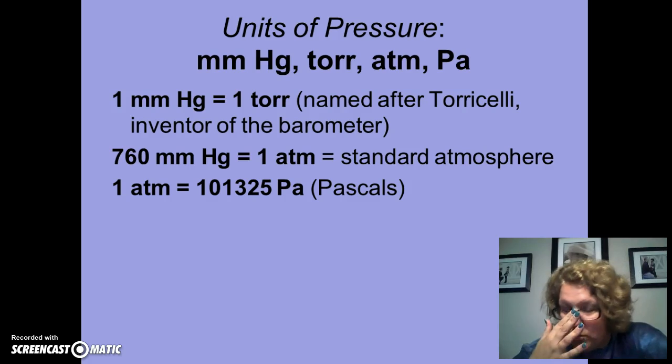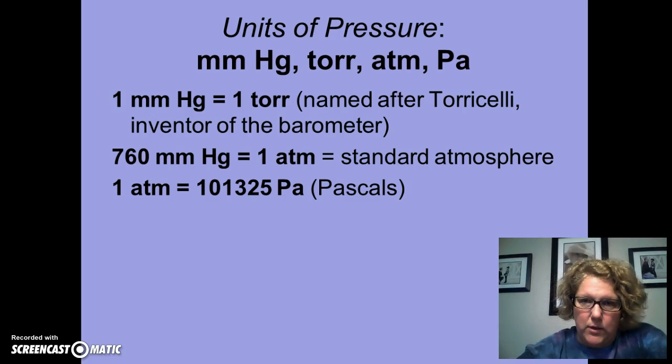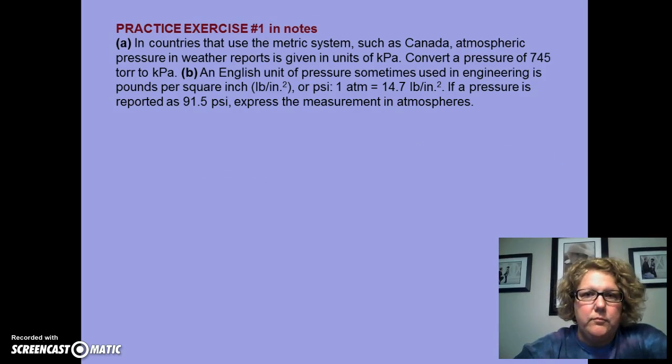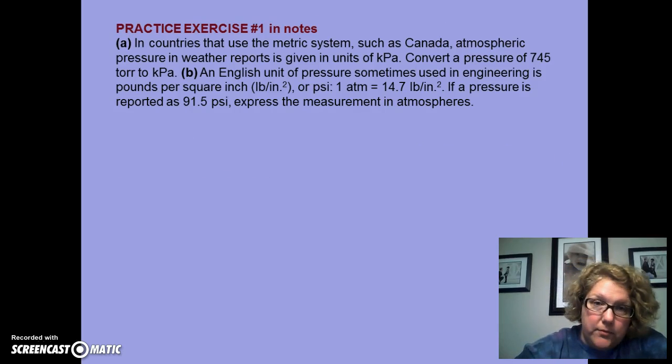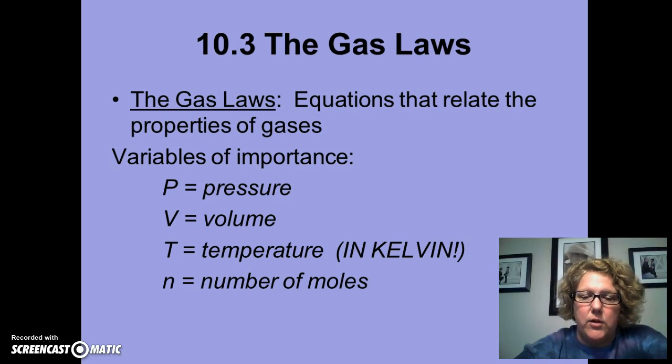760 millimeters of mercury, or torr, is equal to 1 atm, which is also 101,000 pascals, or 101 kilopascals. All right, you can try those if you want before class, or you can wait to work them out in class. These are just basic conversions of pressures into different units.